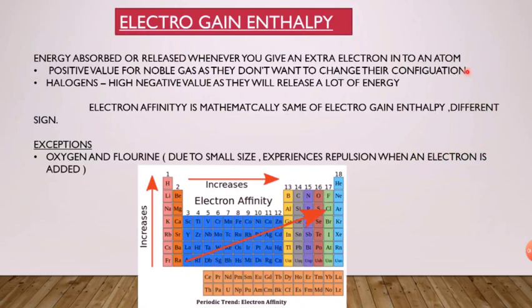Then we are learning about electron gain enthalpy. Electron gain enthalpy is the energy absorbed or released whenever you give an extra electron to an atom. It is a positive value for noble gases, as they do not want to change their configuration. You can visualize it. And in the case of halogens, fluorine, chlorine, bromine, iodine, astatine, it will be a highly negative value, as they release a lot of energy. And electron affinity is a representation of electron gain enthalpy, which has a different sign, but when we consider the magnitude, it's the same.